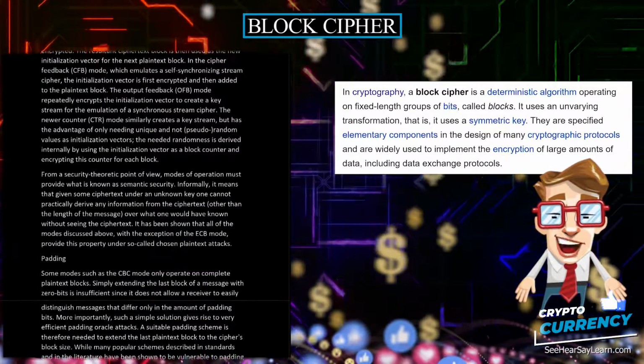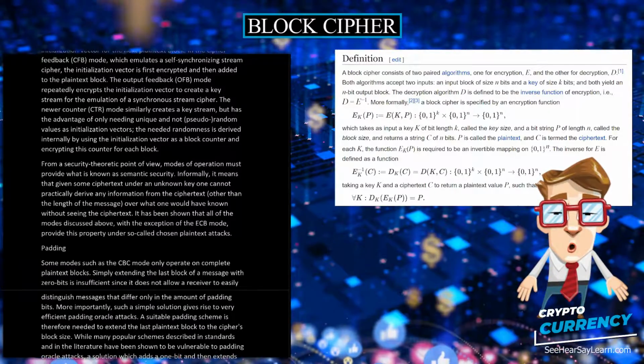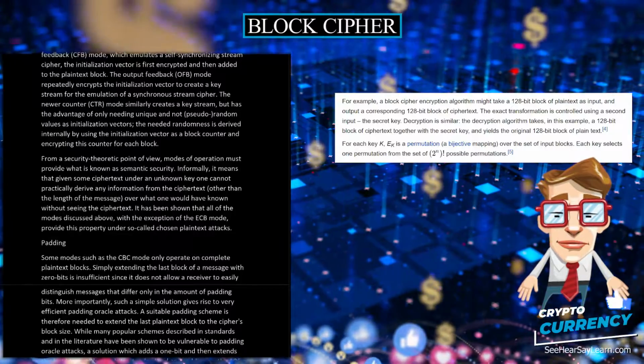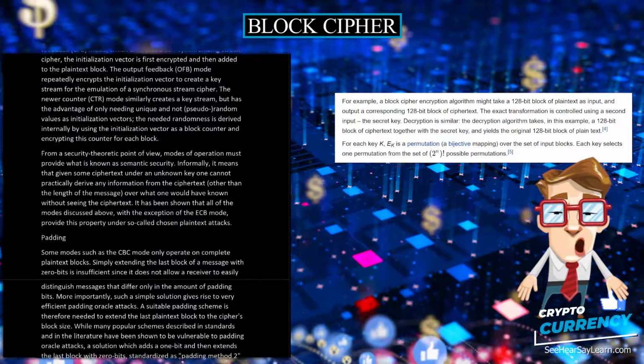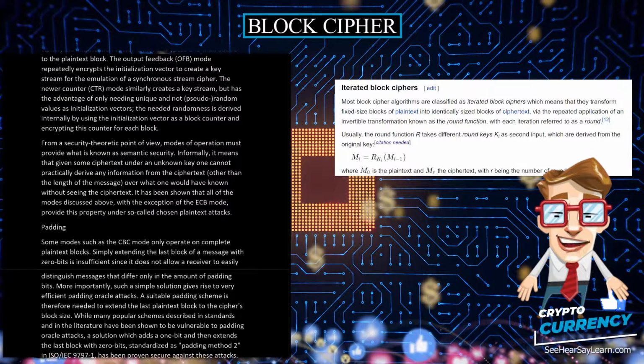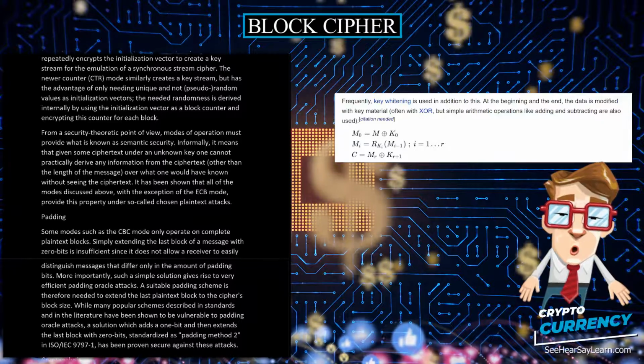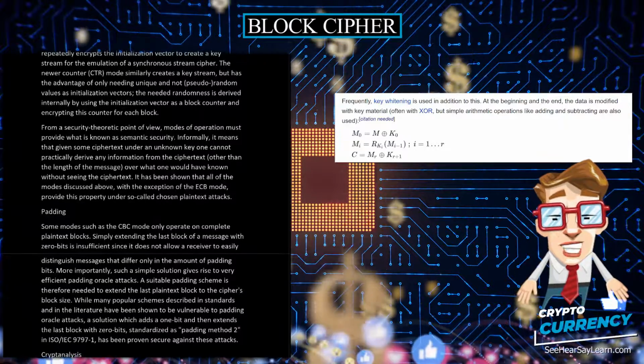The output feedback, OFB, mode repeatedly encrypts the initialization vector to create a key stream for the emulation of a synchronous stream cipher. The newer counter, CTR, mode similarly creates a key stream, but has the advantage of only needing unique and not pseudo-random values as initialization vectors.